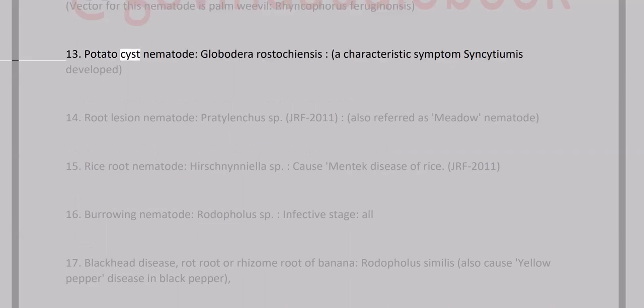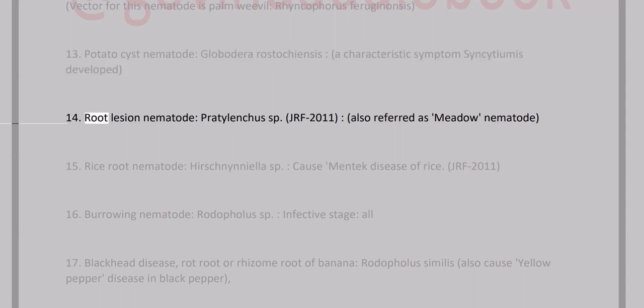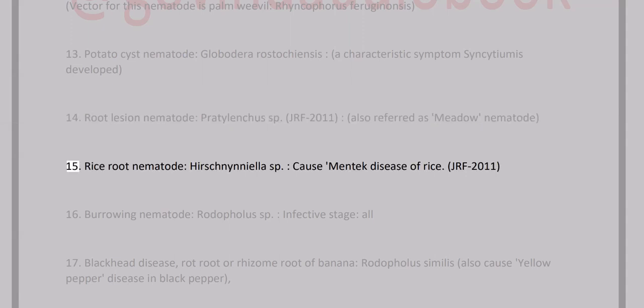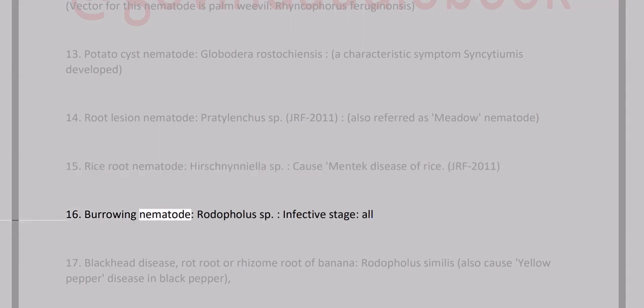13. Potato cyst nematode, Globodera rostochiensis. A characteristic symptom is syncytium development. 14. Root lesion nematode, Pratylenchus sp., also referred to as meadow nematode. 15. Rice root nematode, Hirschmanniella sp., causes mentek disease of rice. 16. Burrowing nematode, Radopholus sp.